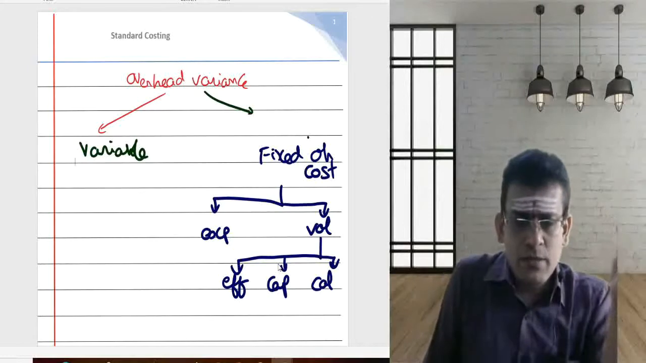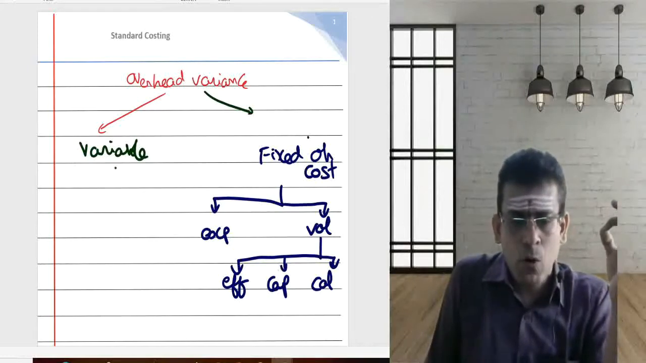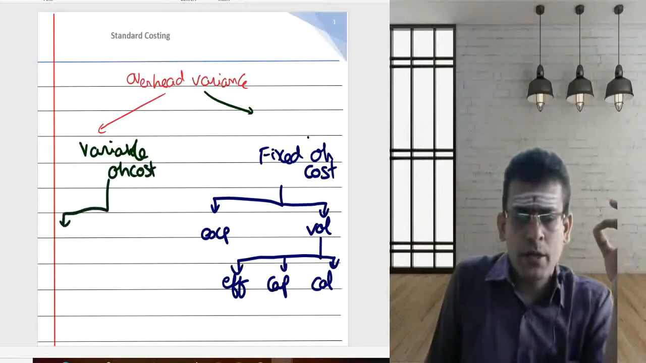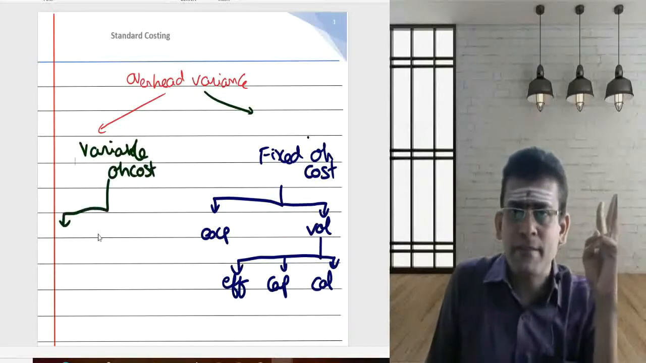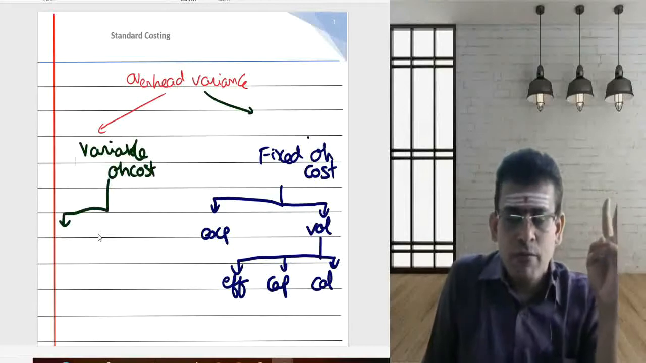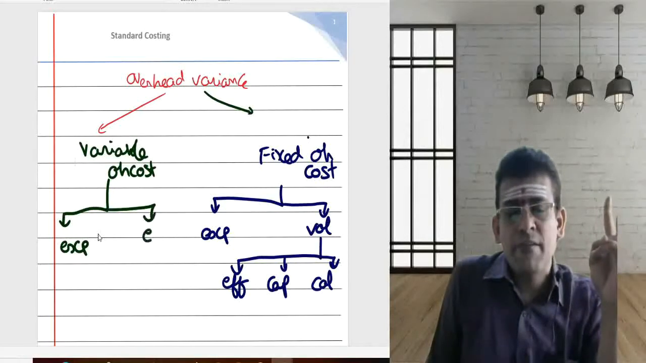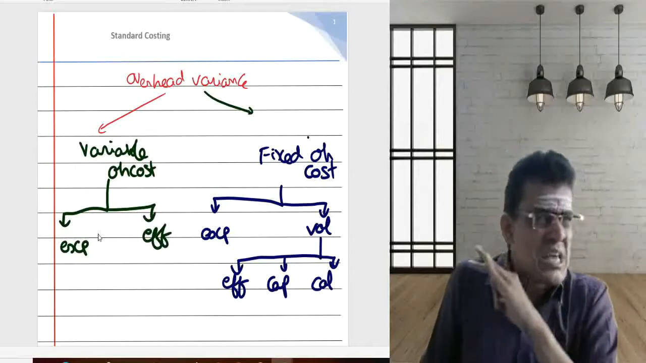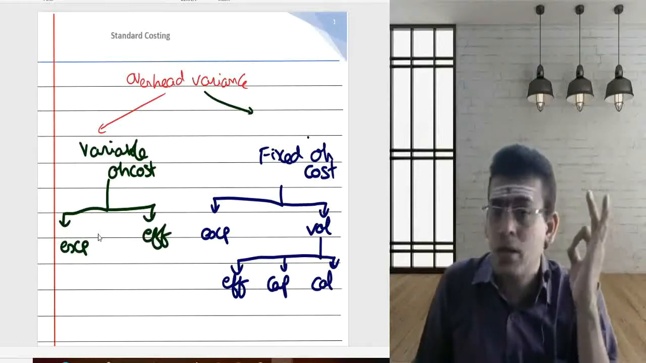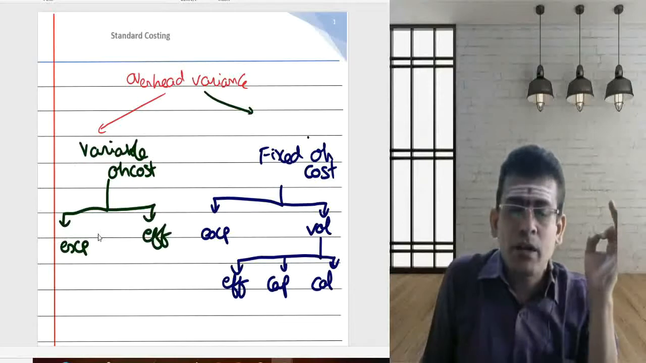Now as we have discussed here, variable overhead cost variance is generally broken up into only two segments. So there are a total of three variants which you need to calculate. What are those? Variable overhead expenditure variance, variable overhead efficiency variance. So the same formulas as you are applying for your labor. That means what will I do here?